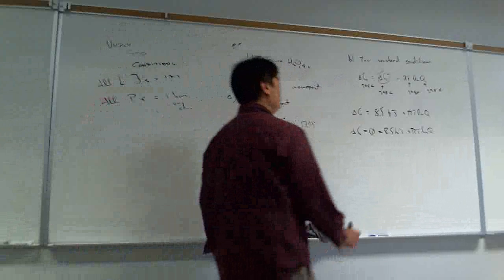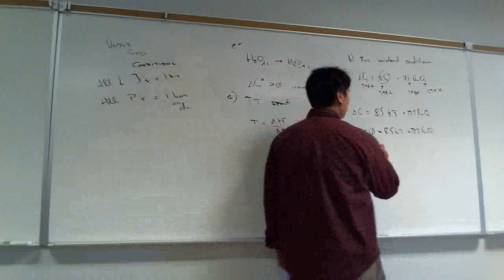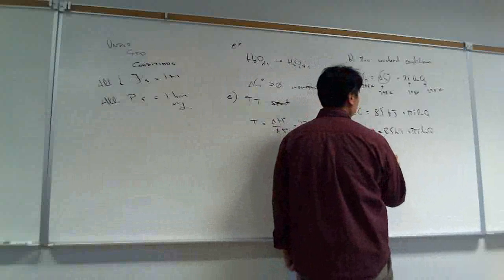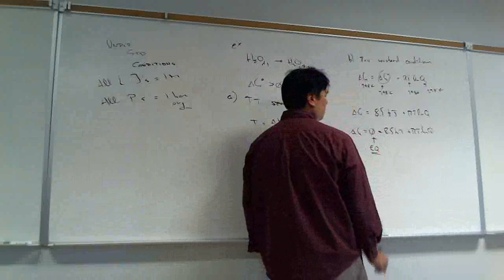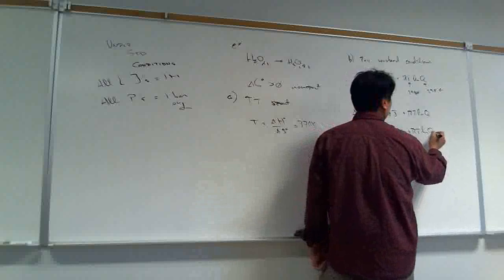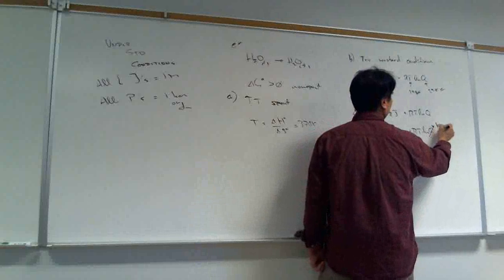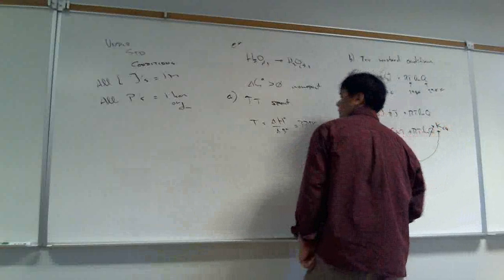Well, if delta G is equal to 0, is there any driving force? We call this equilibrium. No driving force. And Q, therefore, if we're at equilibrium, becomes K eq.